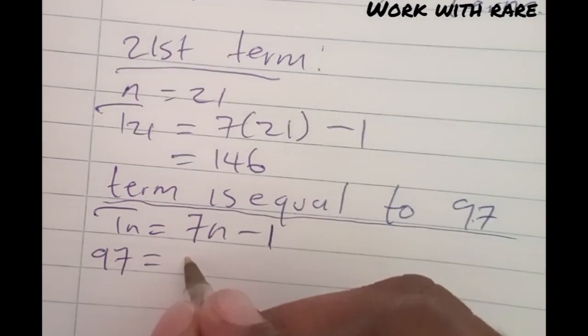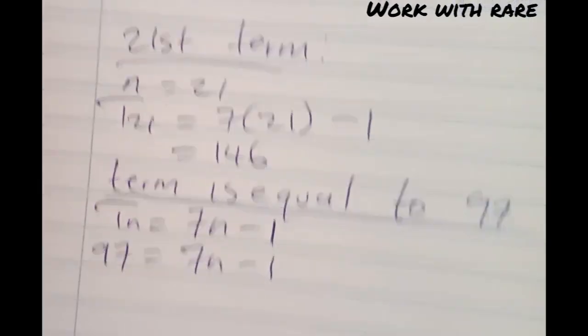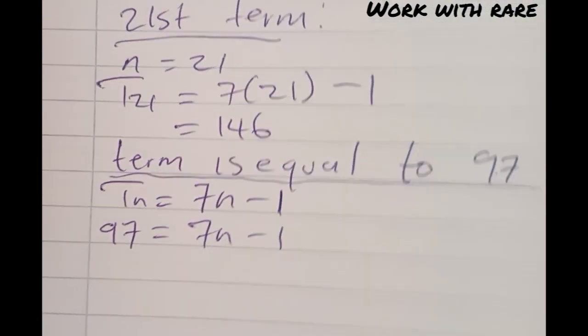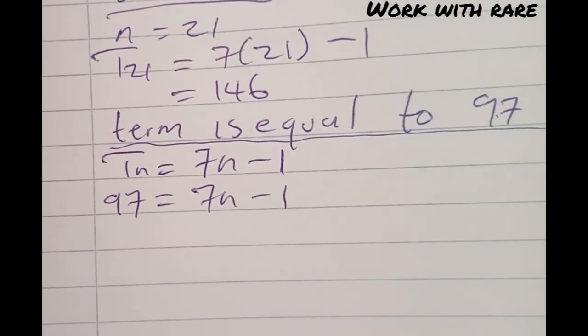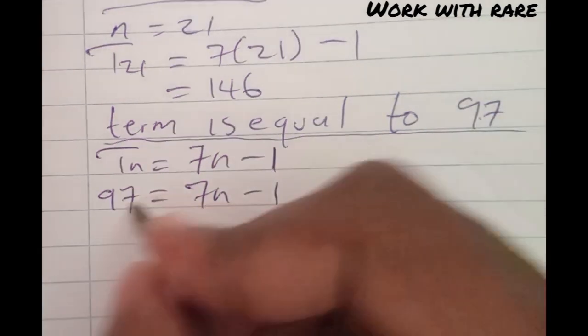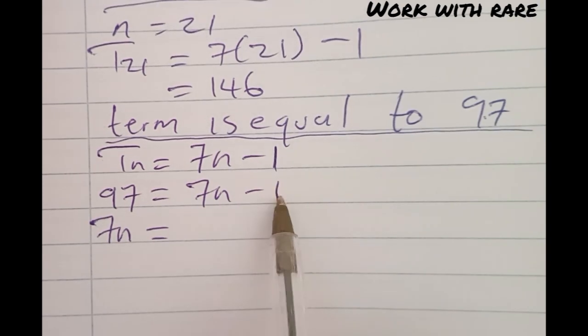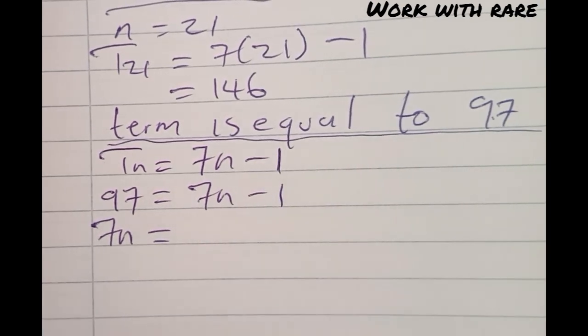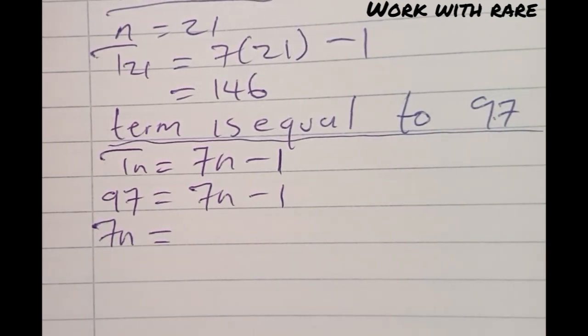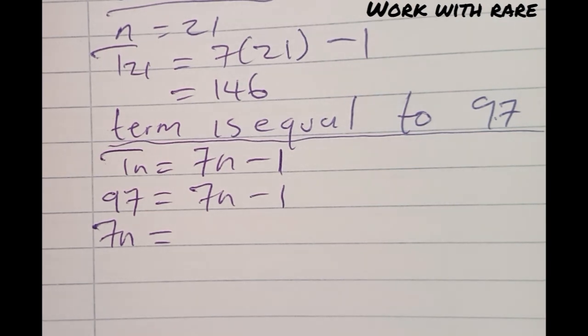So it's 97 = 7n - 1. Like I said, the goal is to make n the subject of the formula. So here we'll have 7n. If I take 1 to the left hand side, it will be plus. It will change the sign because it changed sides.